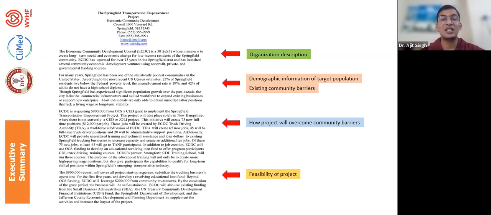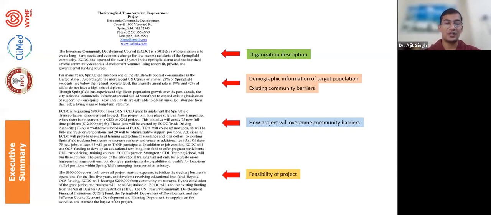You have to target that. You have targeted the things. Then how the project will overcome community barriers. ECDC is requesting a $9 million grant to implement the Springfield transportation project. Okay, so these things are very important. The impact, this is very important to understand, guys: how your project is going to overcome the community barriers. And then the feasibility of the project.